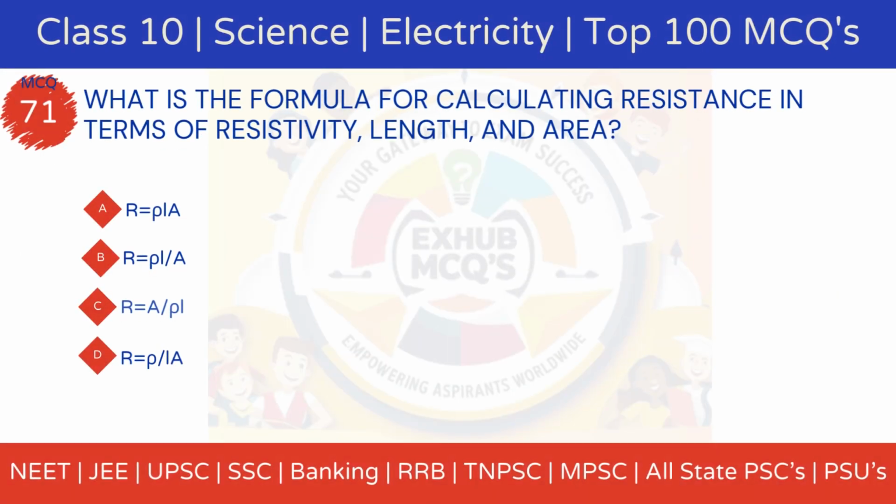MCQ 71. What is the formula for calculating resistance in terms of resistivity, length, and area? Option A. Resistance equals resistivity multiplied by length multiplied by area. Option B. Resistance equals resistivity multiplied by length divided by area. Option C. Resistance equals area divided by resistivity multiplied by length. Option D. Resistance equals resistivity divided by length multiplied by area.